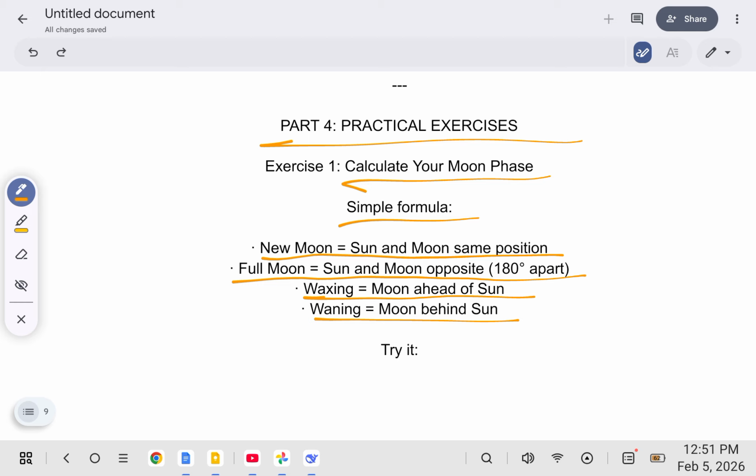New moon is what? The sun and the moon in the same position. A full moon is what? Sun and the moon opposite, 180 degrees apart. Waxing is what? Moon ahead of the sun. Waning is what? Moon behind the sun.